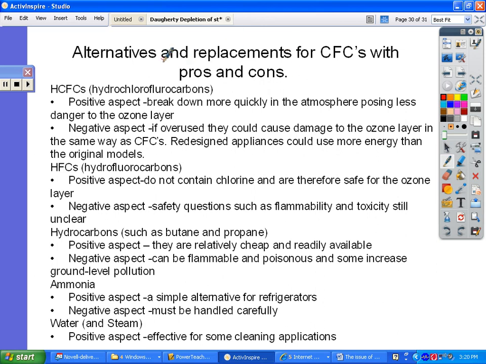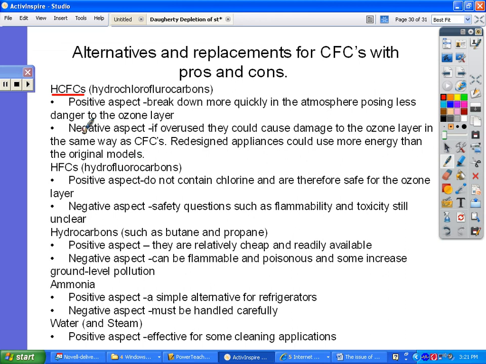Okay, so what are some ideas for alternatives and replacements for CFCs? We've already mentioned this briefly, but you have what's called HCFCs, which is hydrochlorofluorocarbons. The pros here is that they break down more quickly in the atmosphere. They don't last for decades and decades like the chlorines do from the CFCs. So they're not going to have as long-lasting effect as your CFCs. The negative aspect is that if they're overused, they could cause damage to the ozone layer in the same way as CFCs. And it says redesigned appliances could use more energy than the original model.